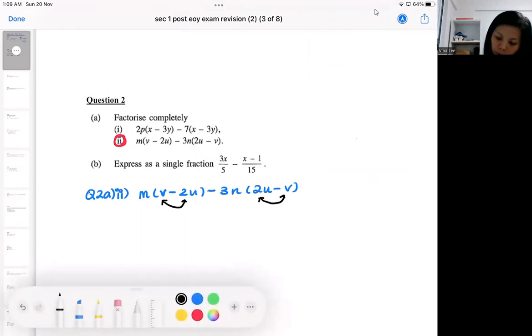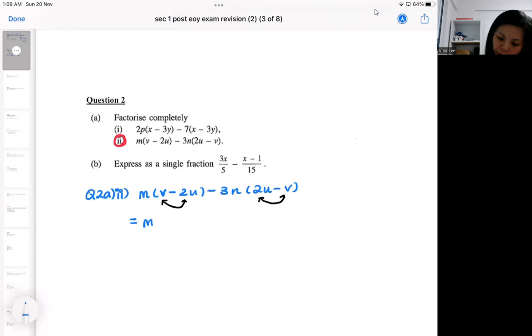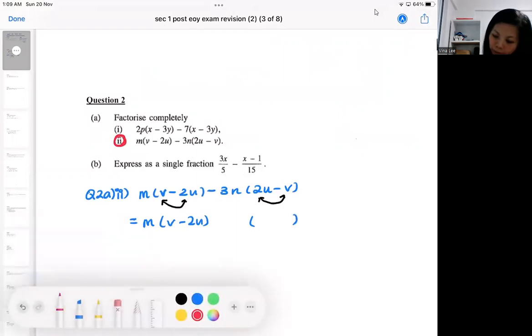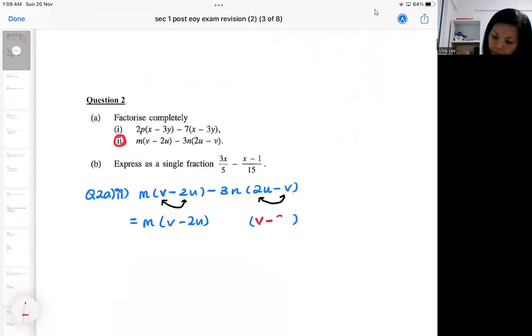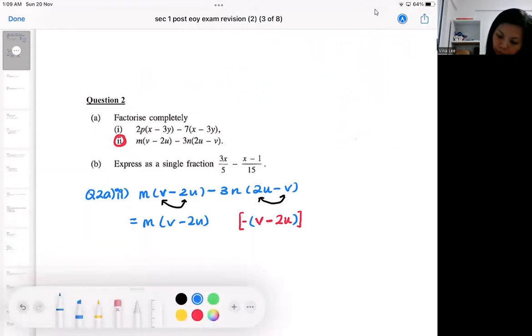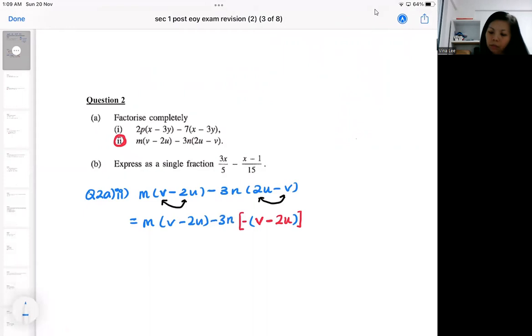So what I will usually do is flip the second bracket. When I flip the second bracket, I actually create a negative value. So when I flip, the -1 is being factorized out.